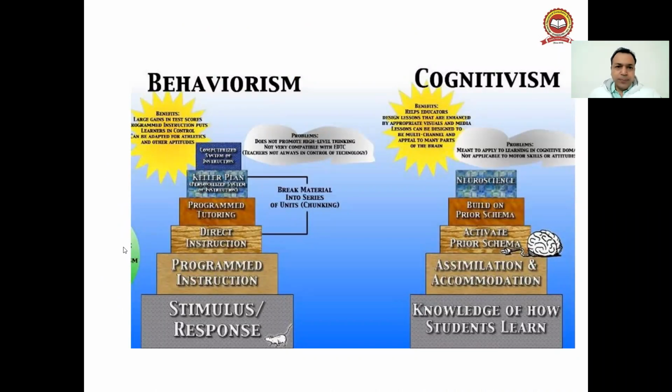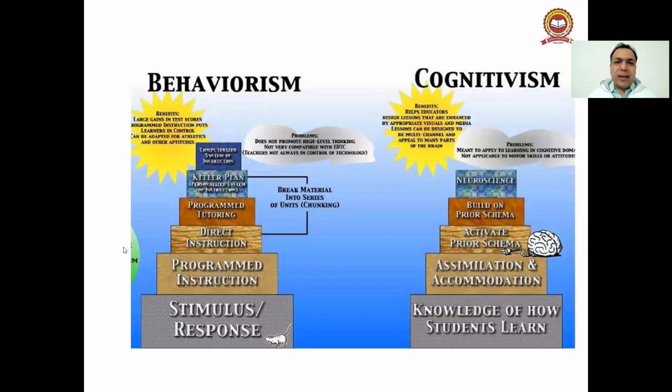Now we compare behaviorism and cognitivism. I think this concept is clear to you. Under behaviorism, it is teacher centered, and we get learning from the student by giving an external stimulus. By giving the stimulus, we get the response. But in cognitivism, what is happening? First of all, it is learner centered, because the teacher has to activate the prior learning of the student. It is knowledge of how students learn. It talks about how students perceive, how students think, how students learn. Because when you come to know the learning pattern of the student, then you can teach effectively.